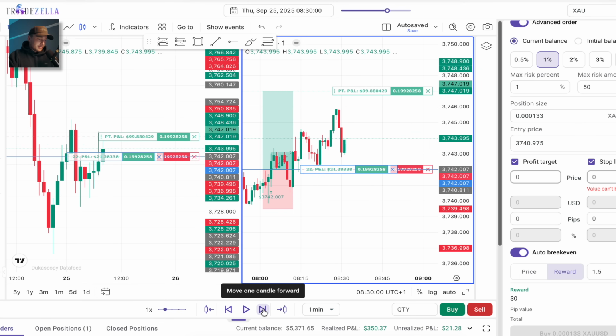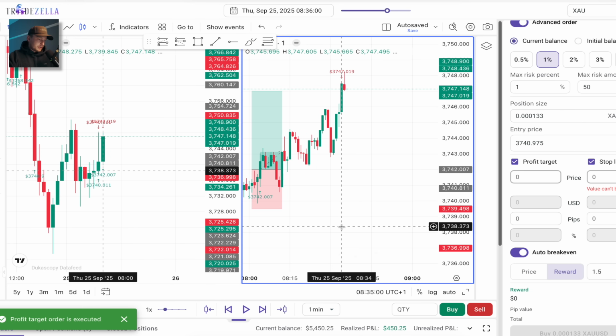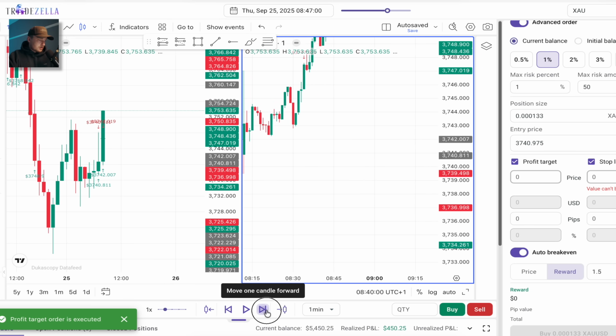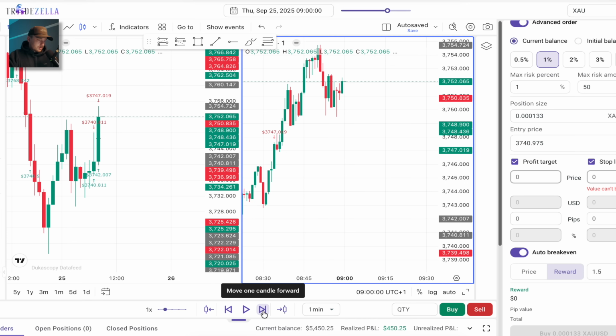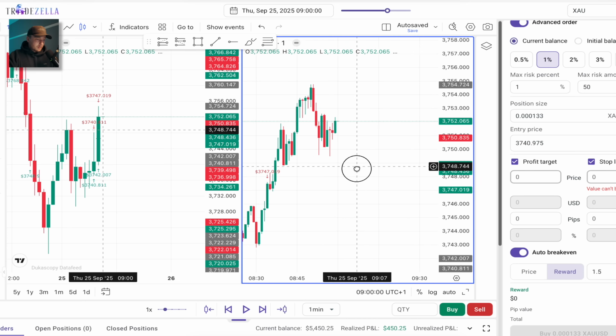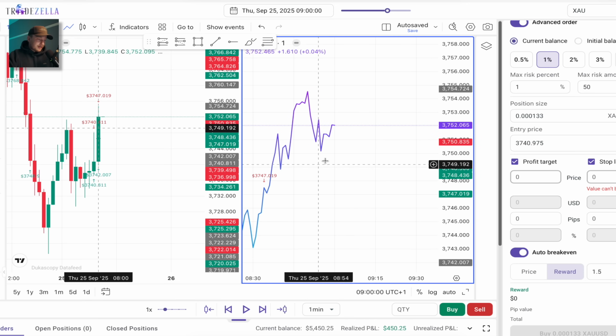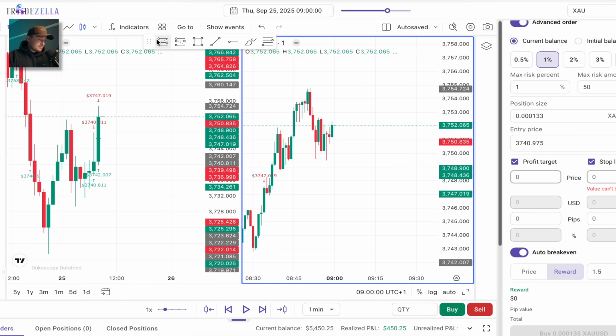Sometimes we're in trades for a little bit longer, break even and winning trade. So we're now up $450. Let's keep going. 9 o'clock, we closed bullish. We are making lower lows and lower highs. We can see that there. The pattern, it is setting up quite a lot on gold so far, I'll be honest. Definitely something I'm going to look into.